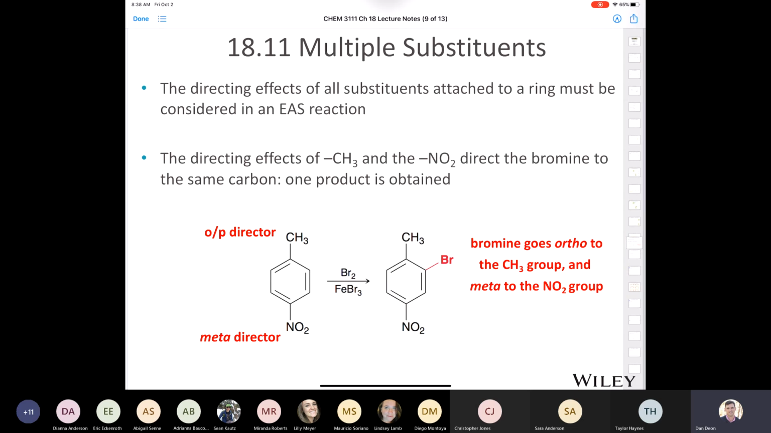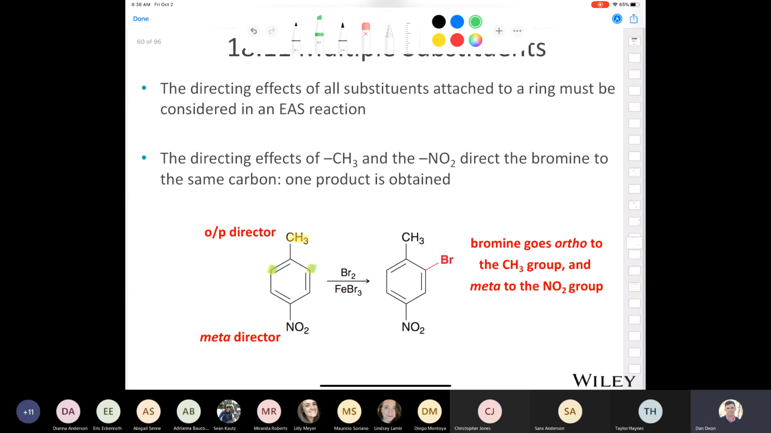Okay, so multiple substituents. The directing effects of all substituents attached to a ring have to be considered when we're studying an electrophilic aromatic substitution reaction. The directing effects of a methyl group and a nitro group direct the bromine to the same carbon, so we only get one product. This is one of those examples that I'd say is abundantly clear. A methyl group is an ortho para director. That's going to direct to these positions. You can see that the para position is blocked, so it can't go there. And then a nitro group is a meta director. Here are the meta positions, so you've really only got one position that the bromine can go to.